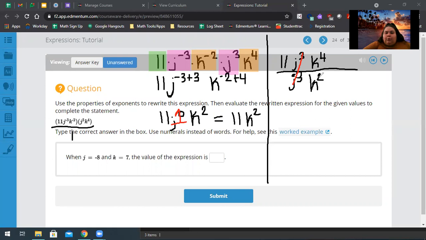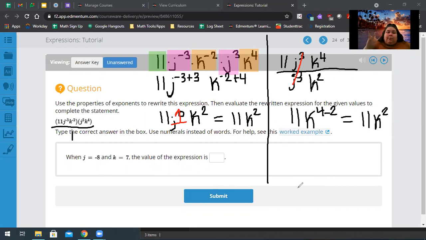If we remember our rule with quotients, it's top minus the bottom. So 4 minus 2 is 2. So we also get 11, well, we'll write this as 1 base. Oops, I wrote equals. There you go. 11k to the fourth minus 2, or that's 11k squared. So here, like I said, we simplified, and then you plug in your values.